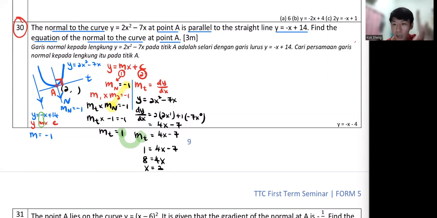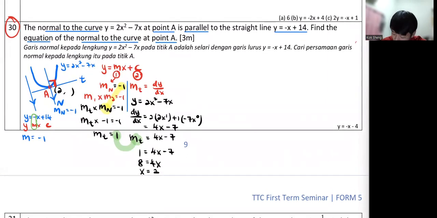So the last one, we have to find the y to get the point A. We're going to sub the 2 into the curve, because the point A is one of the points on the curve, and that is the only equation we have. So sub the x into the curve, we can find the y. Well, it's a long step here. Two times 2 squared is 8. 7 times 2 is 14. 8 minus 14, so -6. That's point A.